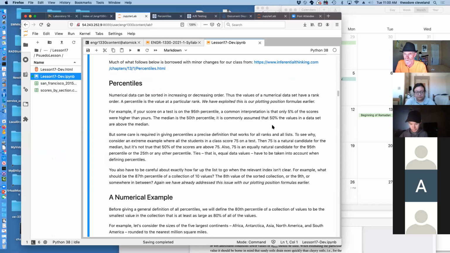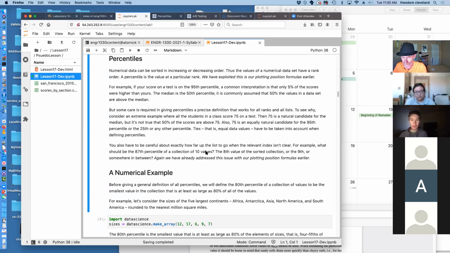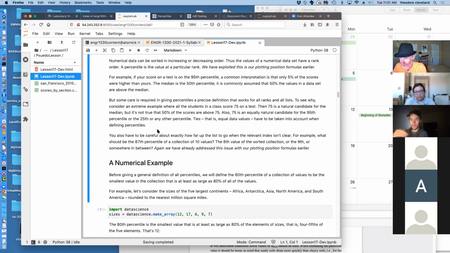Everybody that has a name that figured a way to get a plotting position formula published has a formula named after them. We've exploited the feature in those formulas to a great deal, taking the rank order and associating that with a percentile definition. So for example, if your score on a test is in the 95th percentile, we interpret that as 5% higher and so forth. This looks verbatim from the textbook, so I'm not going to read it to you again.